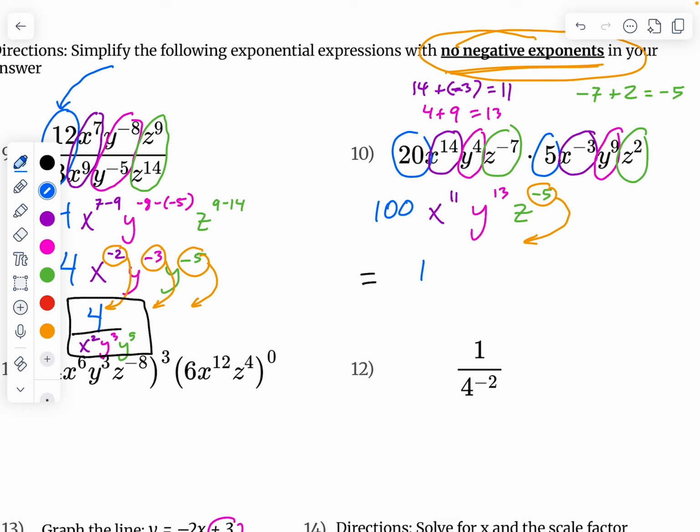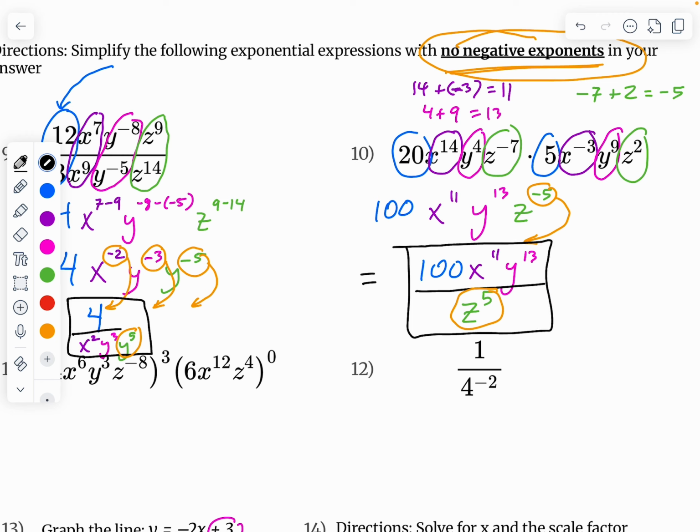Final answer, 100. X to the 11th, which is already positive. We're good. We're chilling. 13th is already positive. We're chilling. But the negative means I need to write it in the denominator, the opposite part. So it's in the denominator as a positive 5 if we switched it. I'll use a little color coding here so you know that these numbers switched because they used to be negative.